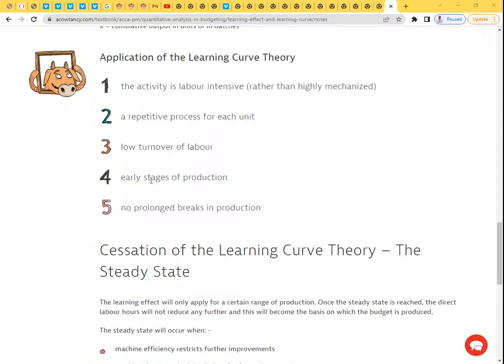Number 5, there should be no prolonged breaks in production, just like in the aviation industry. If a pilot takes a 30 days leave, when this pilot comes back, because of that break, he will have to go for a retraining. A retraining, yes. So those are very nice conditions. You must know them. Very popular in your exams.